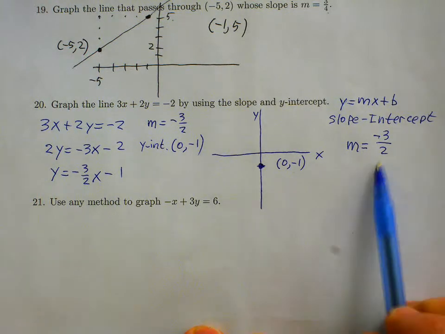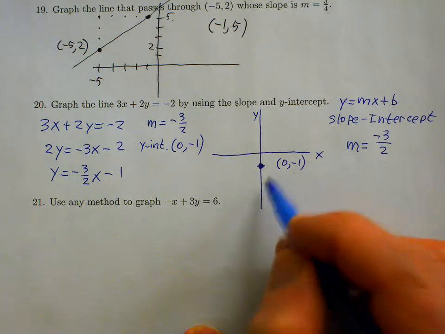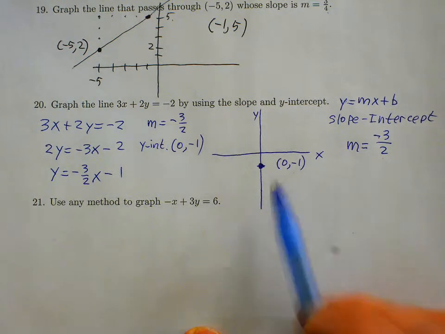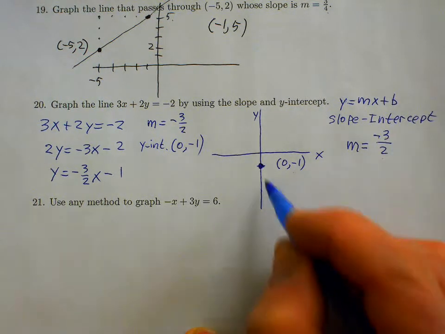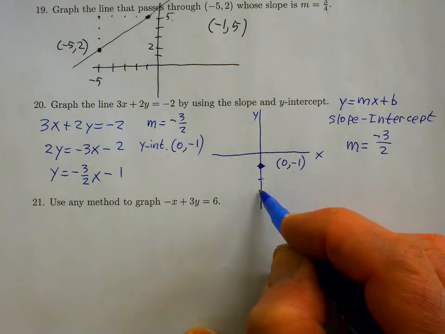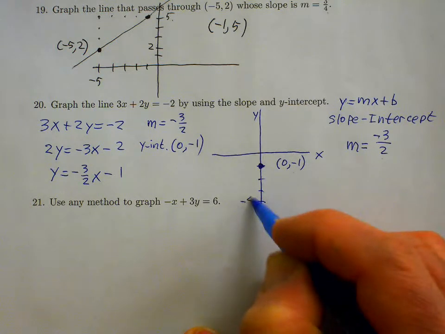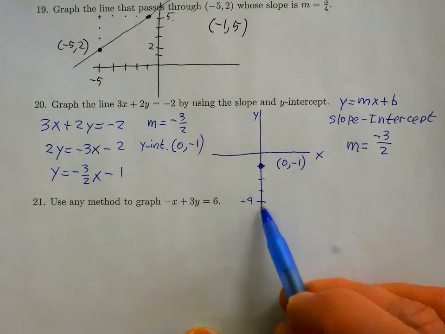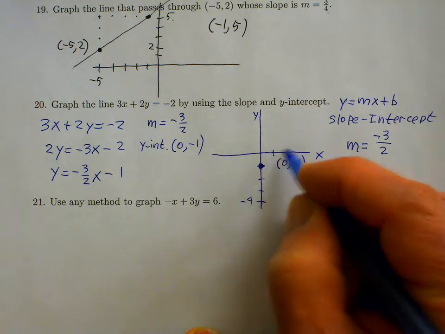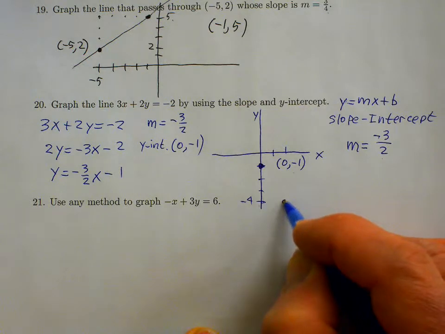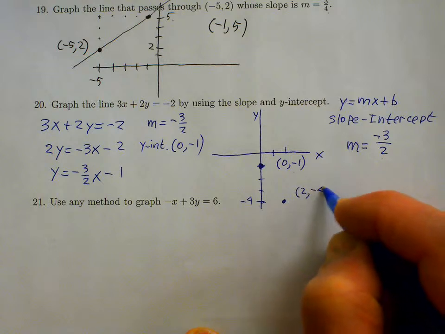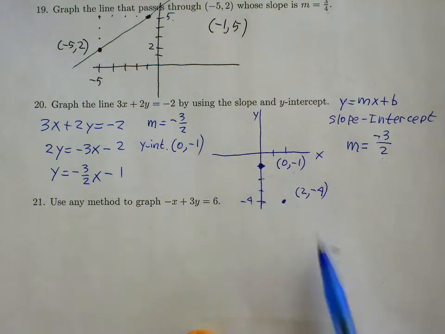If we use -3 over positive 2, that means we have a rise of -3 and a run of positive 2. From the y-intercept, a rise of -3 means move down 3 units. The y-coordinate of this point is -4, because I moved down 3 units from -1. And then a run of 2, we move to the right 2 units. This point is 2 for x and -4 for y. That's enough to get a graph of the line.